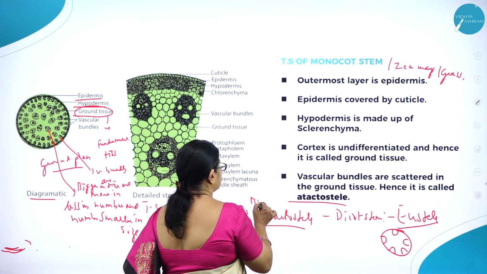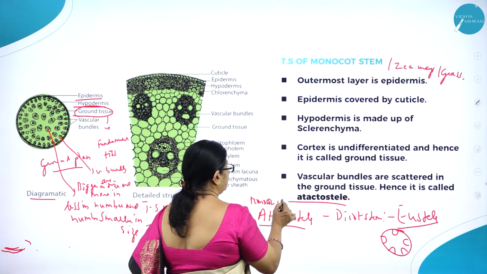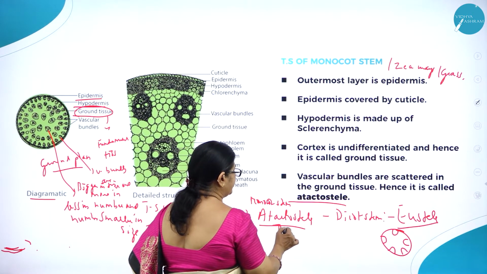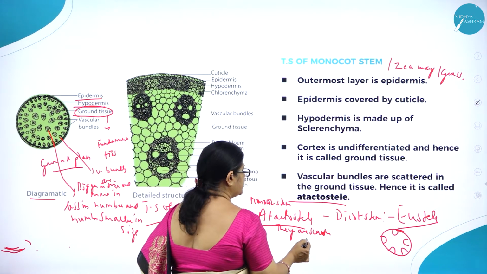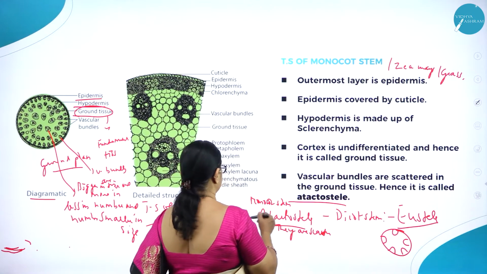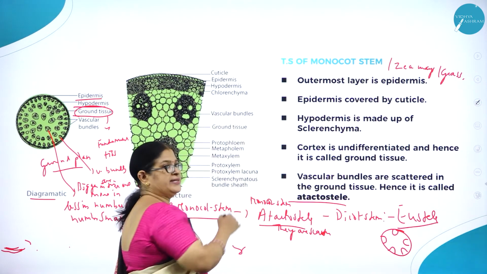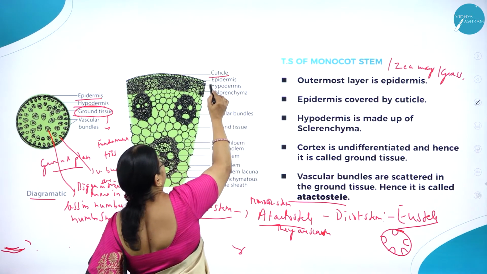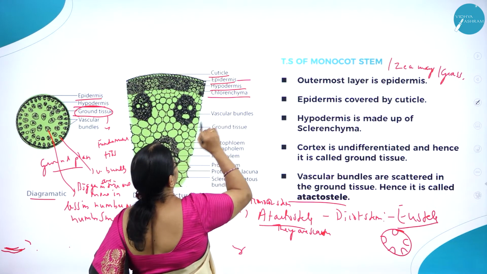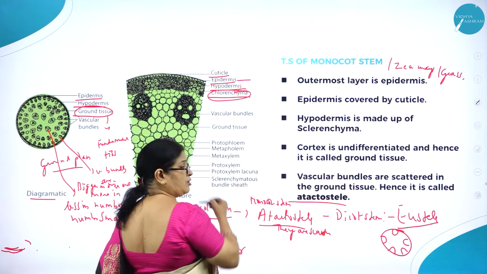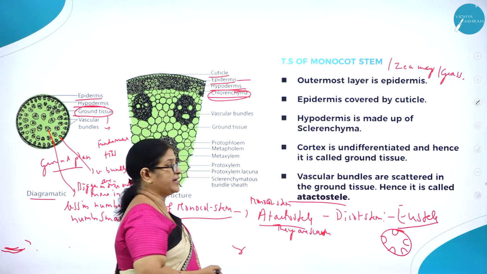Here in monocot stem, they are scattered. Hence, it is called atactostele. So now let us see the TS. Here the outermost layer is cuticle, epidermis, hypodermis. Hypodermis here is made up of chlorenchyma, that is the modified parenchyma.